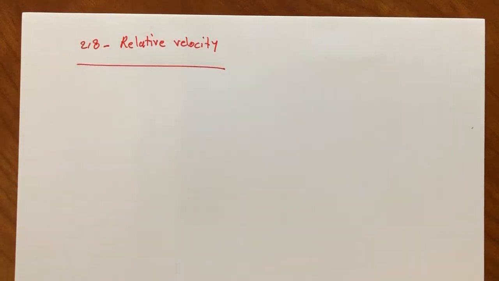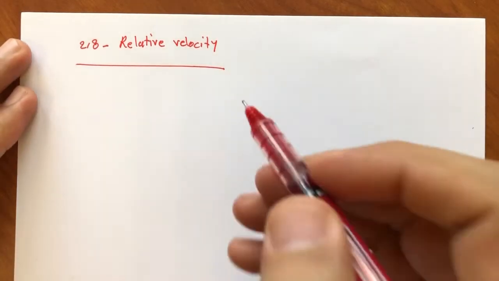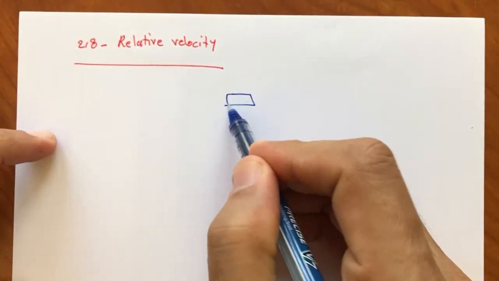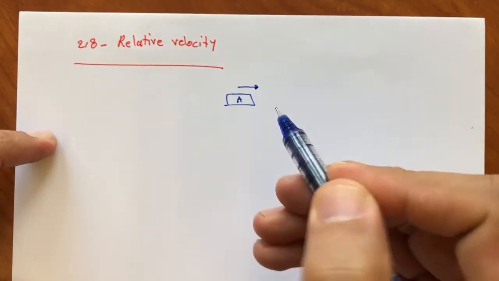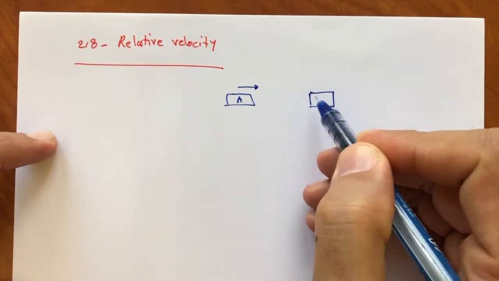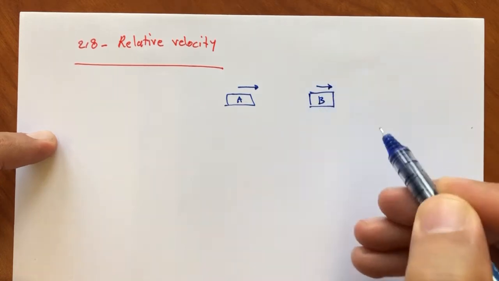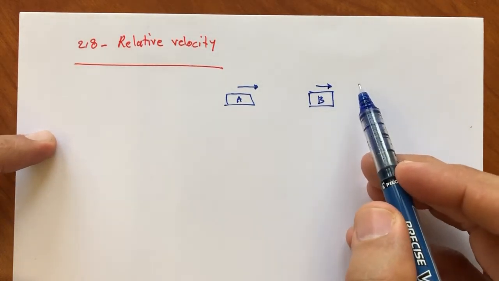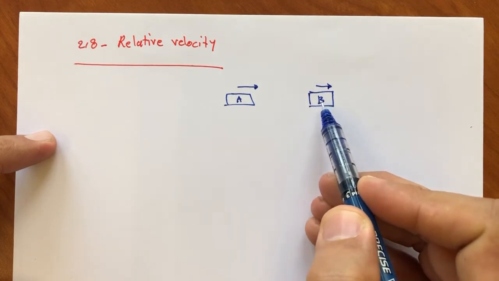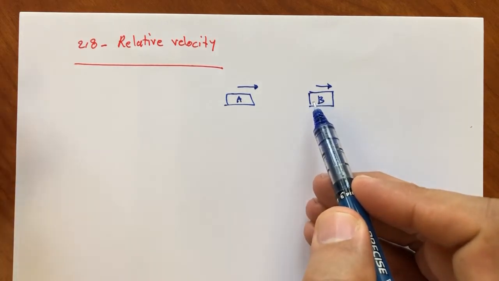In section 8, we are going to talk about relative velocity. You are all intuitively familiar with the concept of relative velocity. For example, if you are in a car, moving with a velocity of 1 meter per second to the right, and there is another car moving with the same velocity, 1 meter per second to the right, your relative velocity with respect to the other car is 0 because both of you are moving with the same velocity.